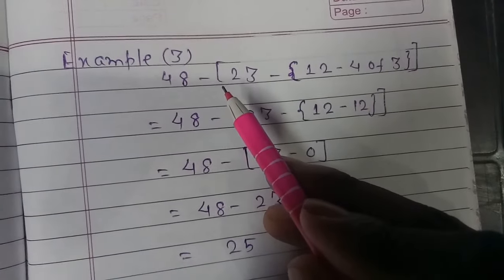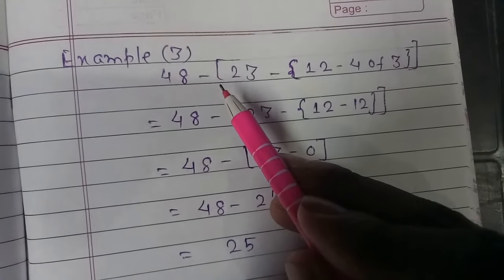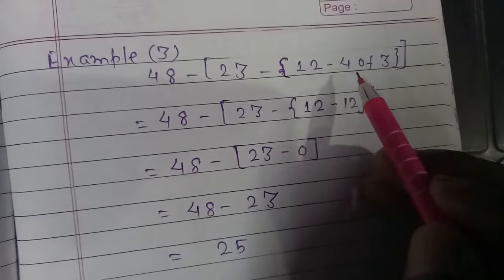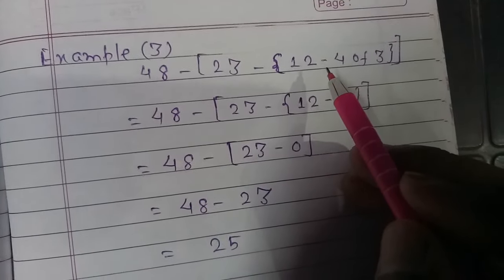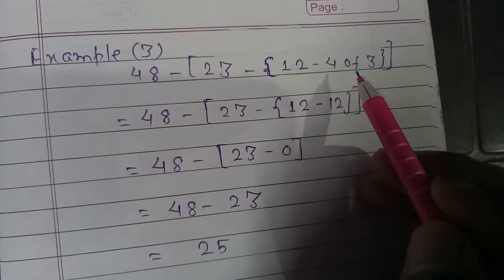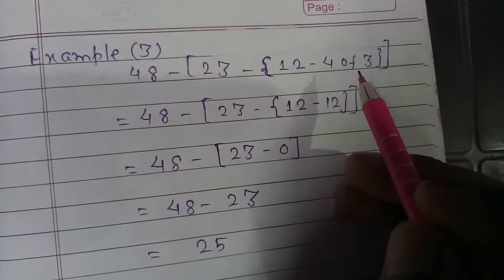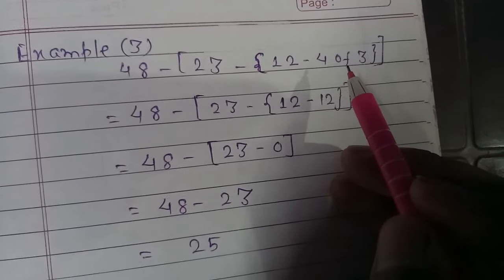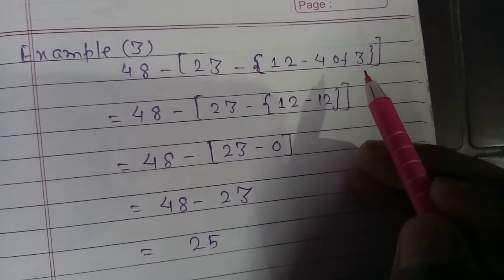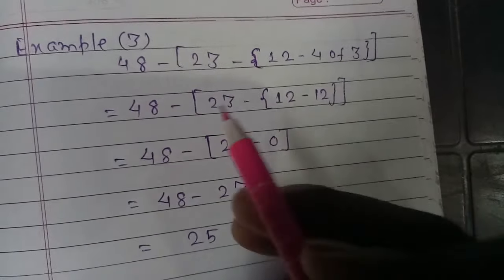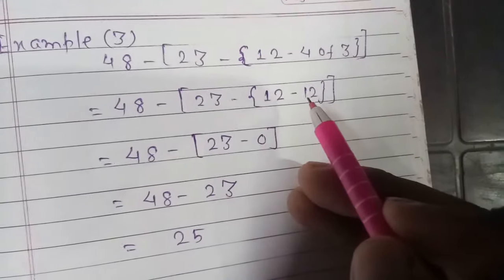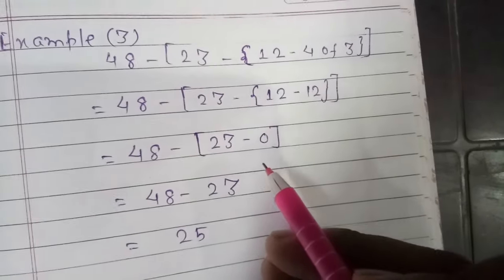So here two types of brackets are present. This one is the big bracket and this one is the curly bracket. So we will do the operations under the curly bracket. In the curly bracket, two operations are involved: first one is subtraction and second one is "of". You know very well, according to the BODMAS rule, "of" will be done first. Of means multiplication. So multiply 4 by 3, we will get 12. So in the curly bracket, this becomes 12 minus 12. As you know, after subtraction this becomes 0.